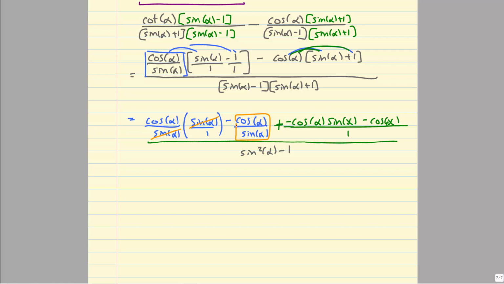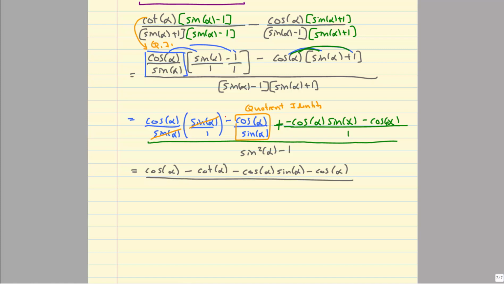Cosine over sine would be my quotient identity. I've already used that up here when I took cotangent and rewrote it, so this is my quotient identity. So when I do that and I rewrite, I end up with cosine of alpha minus cosine over sine is cotangent of alpha, minus cosine of alpha sine of alpha, and then we have this minus cosine of alpha as well.